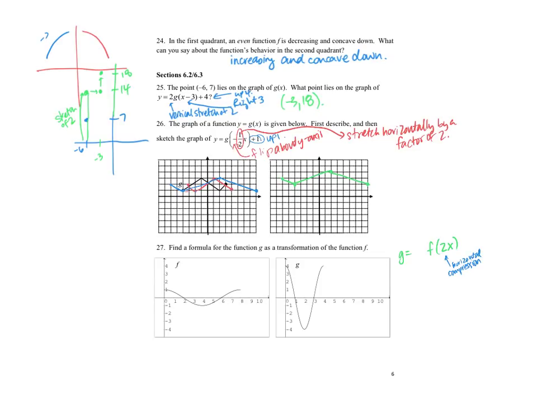And then also I noticed that my vertical used to go from -1 to 1, but now it's going from -4 to 4. So I have a stretch in the vertical direction by a factor of 4. So that means a 4 goes in front here. So g of x is equal to 4f of 2x. And I think that's all that is moved there. So there's that.